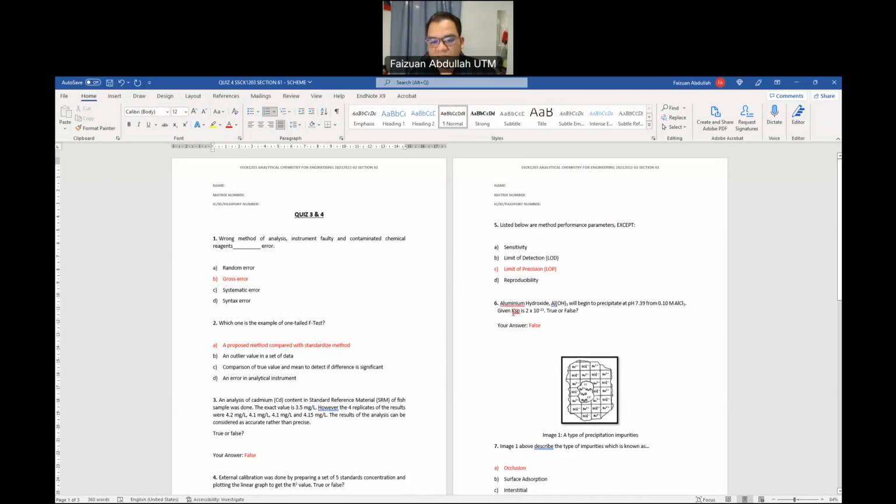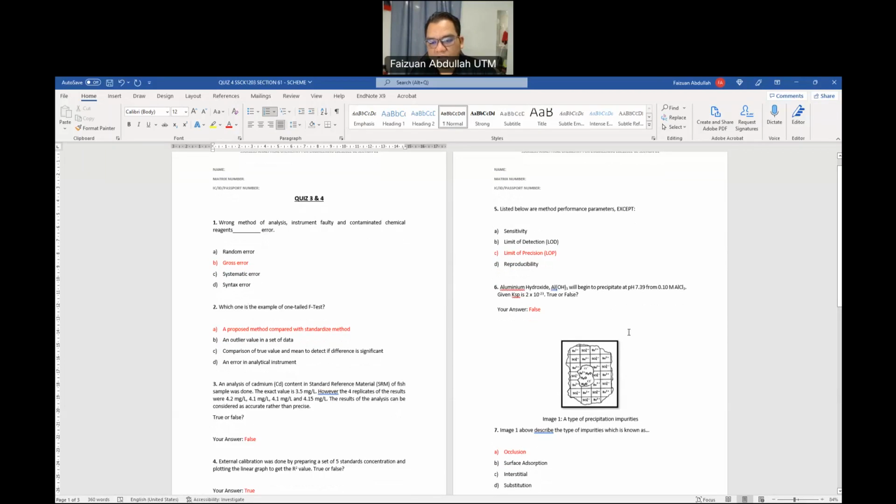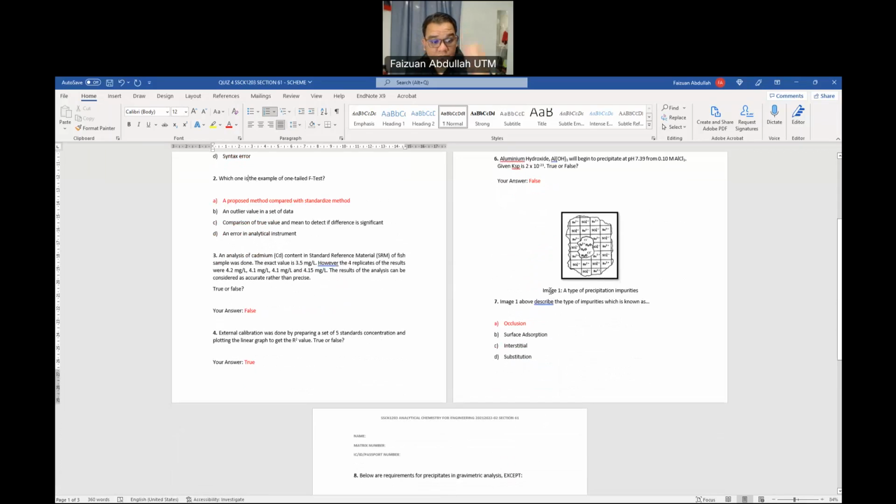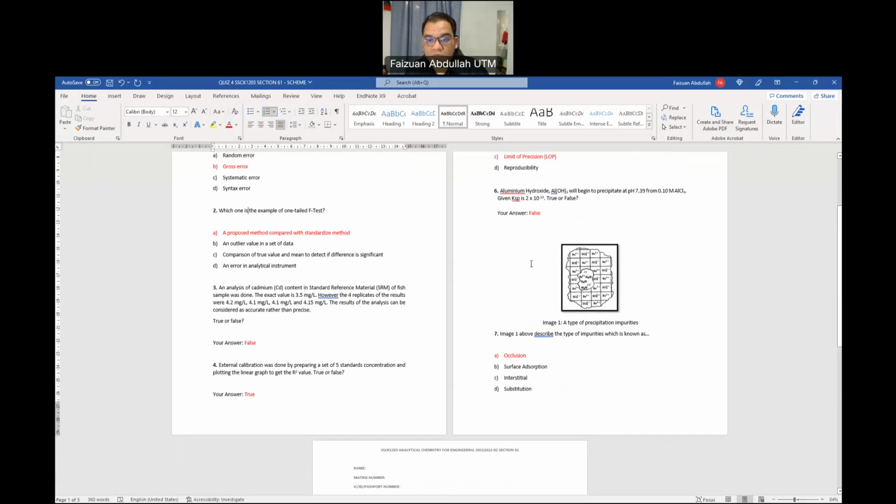So question number 6: aluminum hydroxide, Al(OH)3, will begin to precipitate at pH 7.39 from 0.2 molar aluminum chloride, given Ksp is 2 times 10 to the power of negative 23. True or false? So this is false.